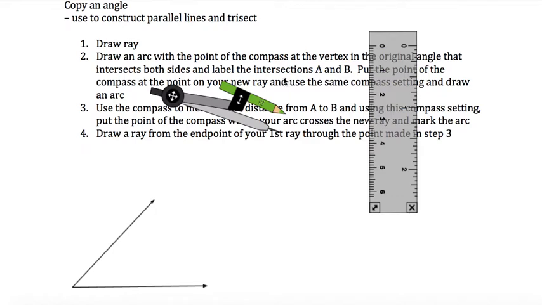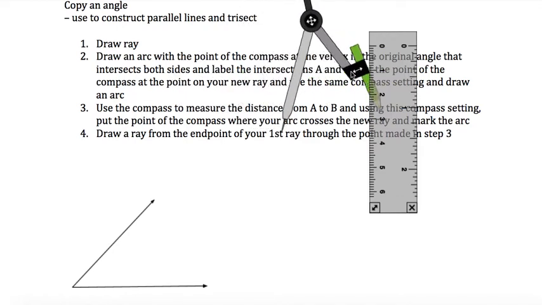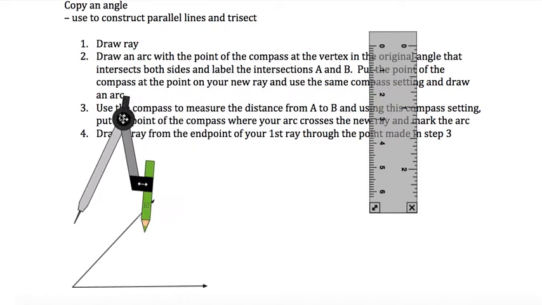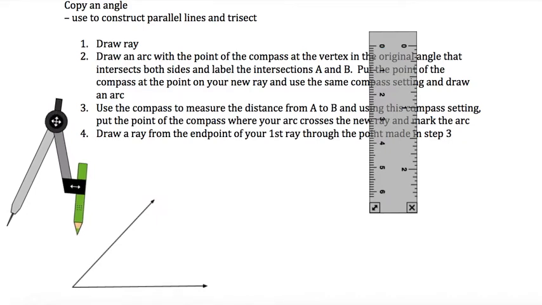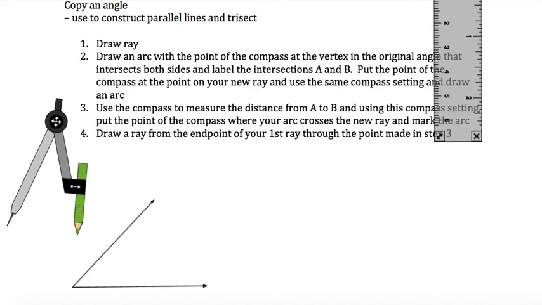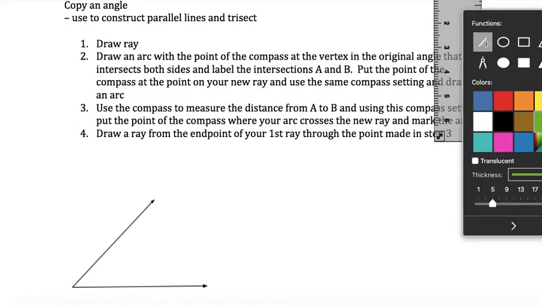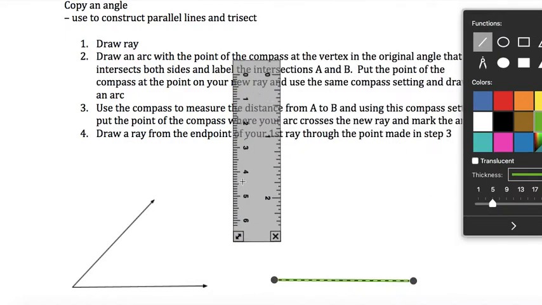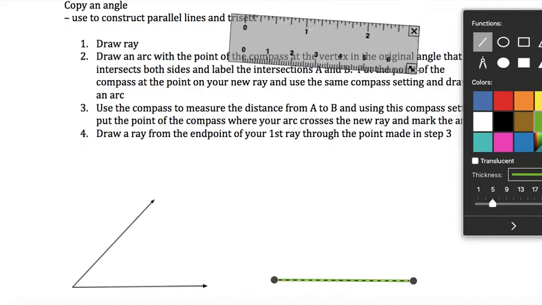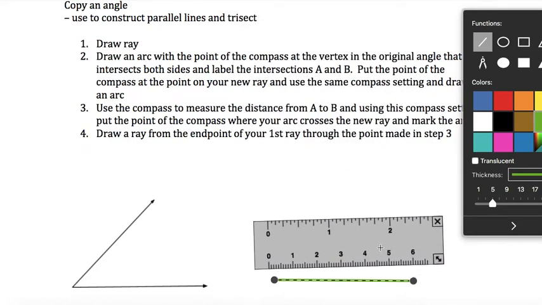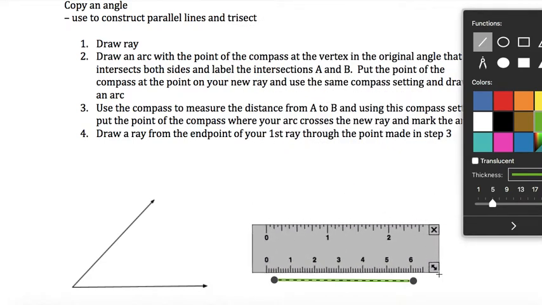So to create the copy of the angle that we have here, the first thing we're going to do is draw a ray. The ray can be any length, it can go in any direction, because what we are trying to copy is the measure of the angle. So I'm going to draw a ray, and you want to use your straight edge to do this. Just line your straight edge up and use the side of it to create your ray.